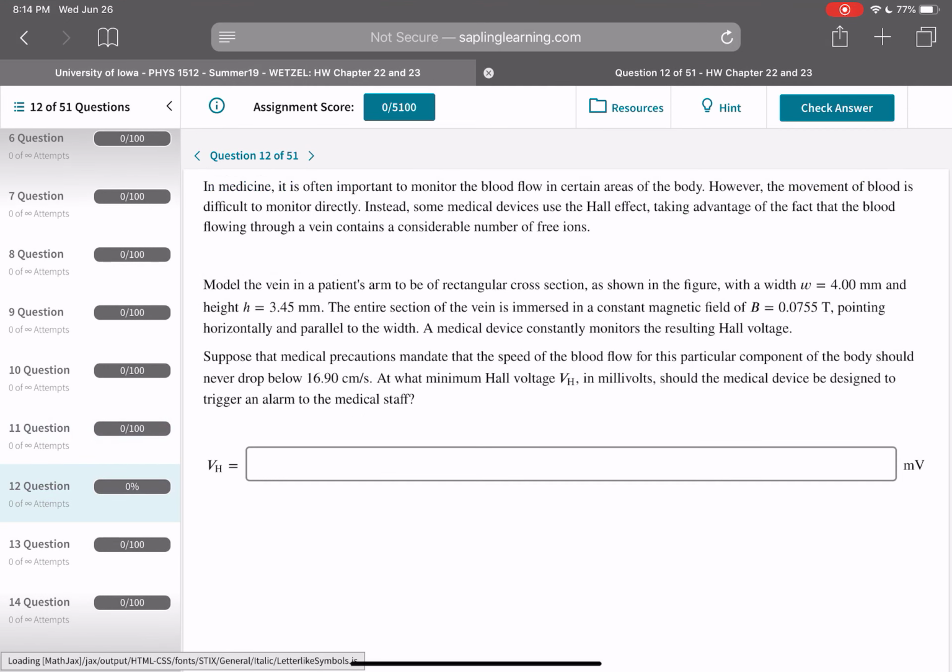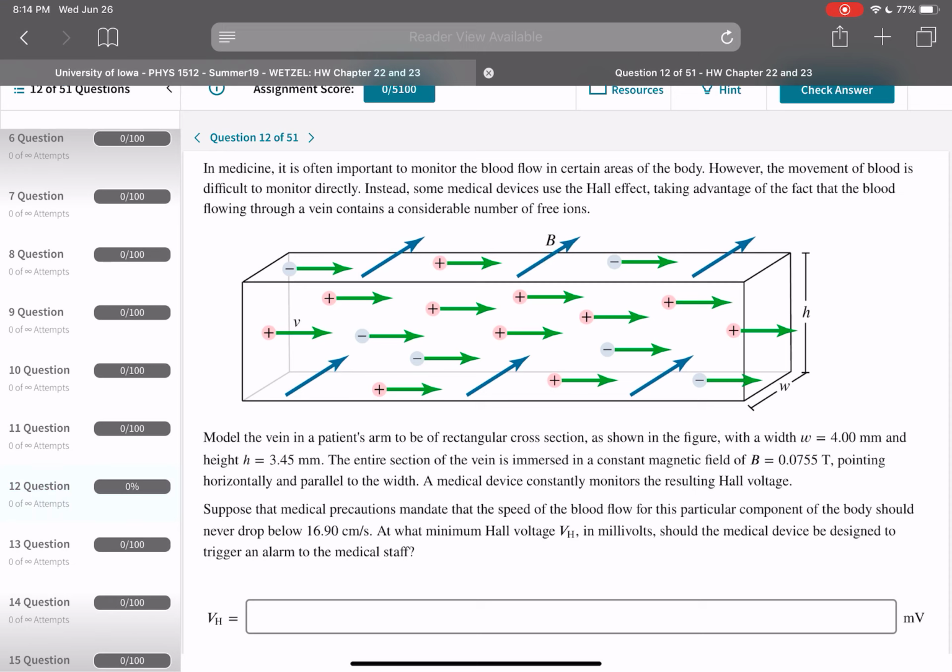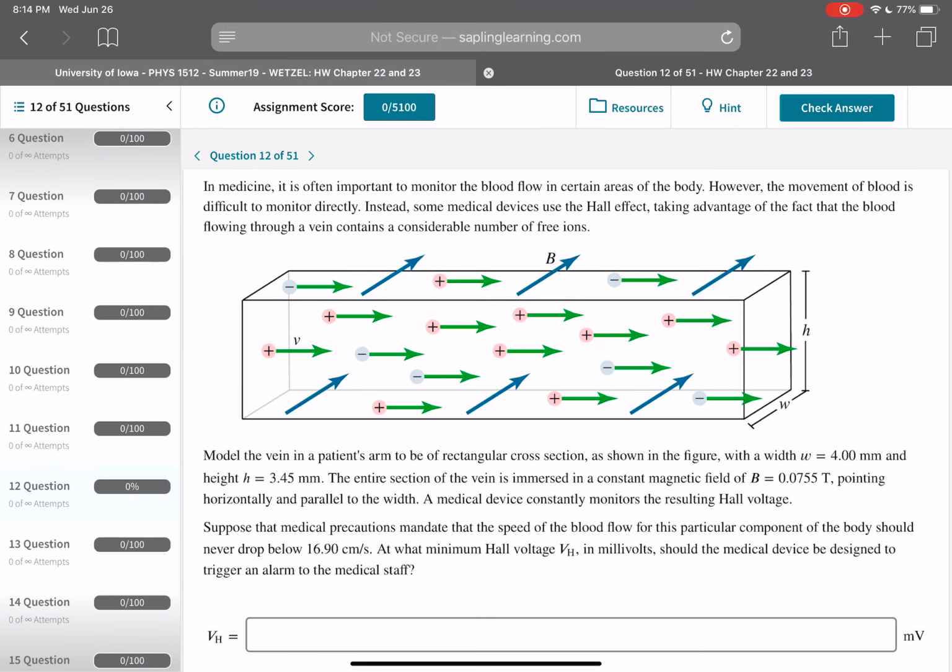Okay, 12. In medicine, it's often important to monitor blood flow. However, blood flow is difficult to monitor directly. Instead, some medical devices use the Hall effect, taking advantage of the fact that the blood flowing through veins contains a number of free ions. So we want to treat a vein, imagine it to be a rectangle so it's easier to calculate, and we've got a width and a height here.